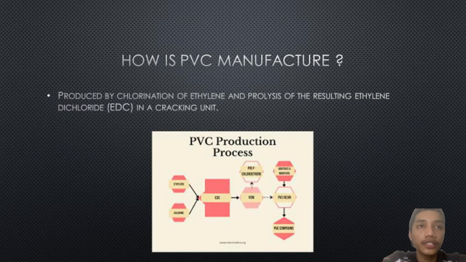This is about how PVC is manufactured. It's produced by chlorination of ethylene and pyrolysis of the resulting ethylene dichloride, EDC, in a cracking unit. And below is a diagram of the PVC production process.